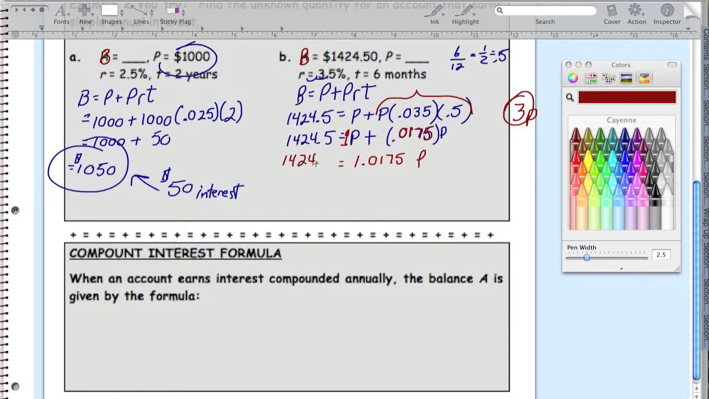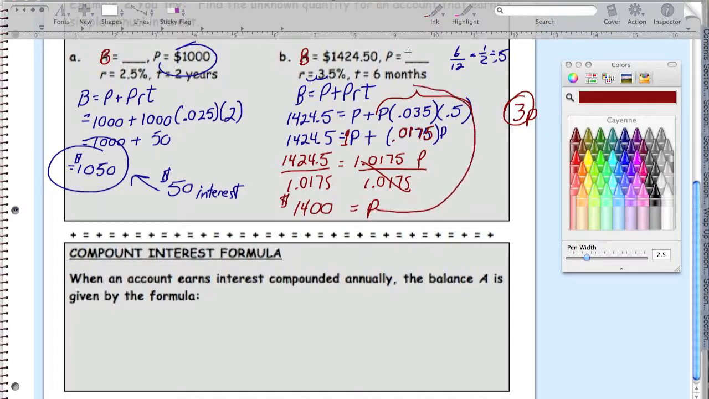And we're just about done. Now that we see this, this just needs to be divided. These are being multiplied, so the inverse is to divide. They cancel out. P comes down. 1424.5 divided by 1.0175. I get 1,400.